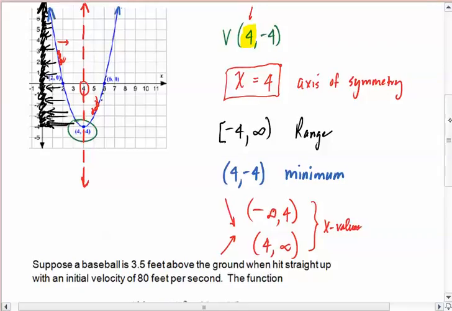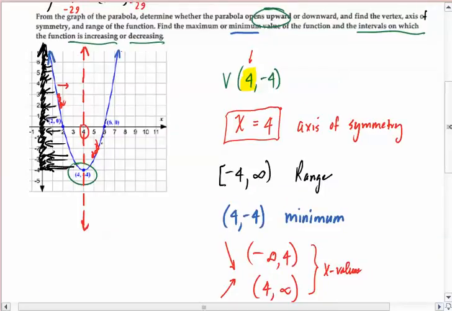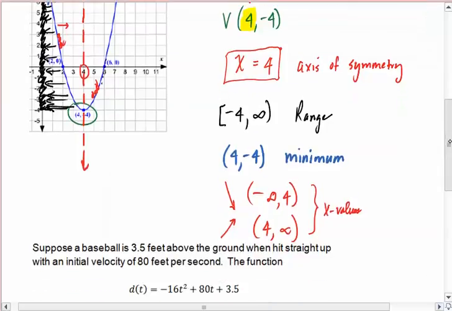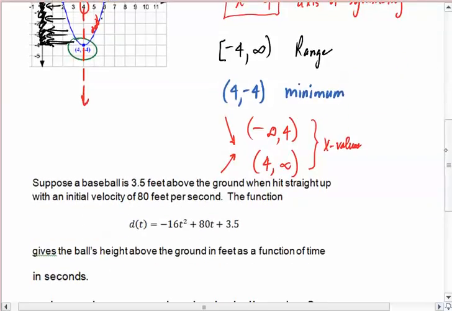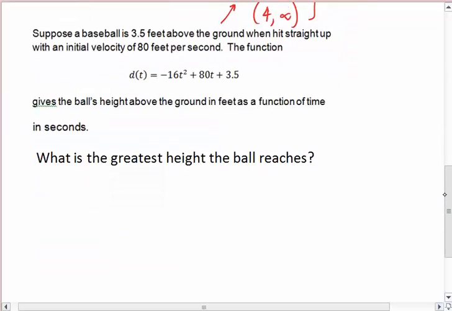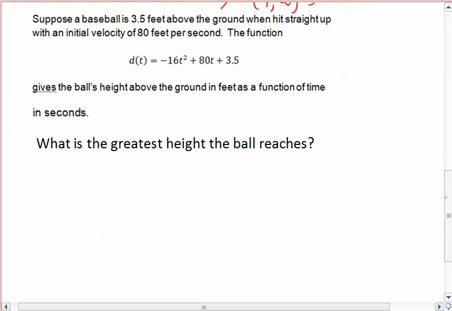Let's see what else they want. I think we finished it up. Determine the parabola opens upward or downward. It goes up. Find the vertex, axis of symmetry, range, minimum or max, and x intervals where it's increasing and decreasing. All right, one last thing and we'll be through.